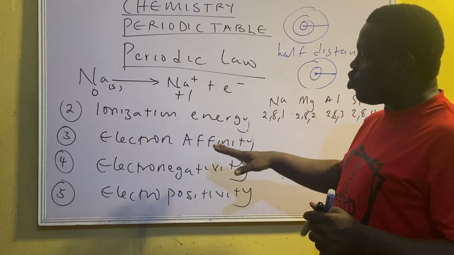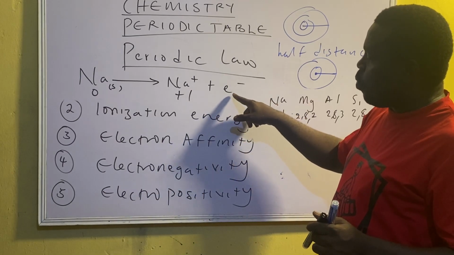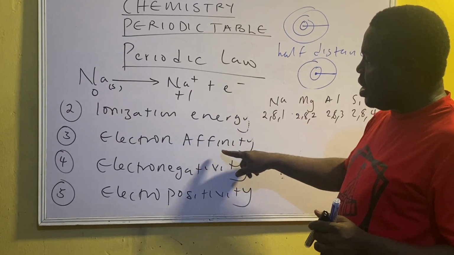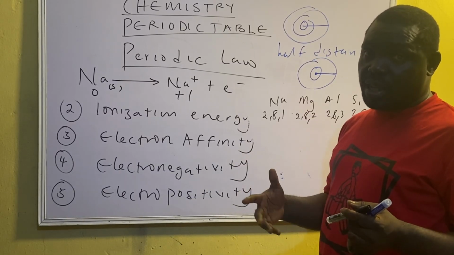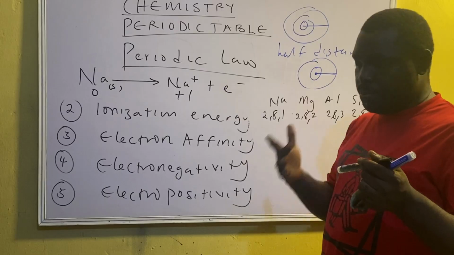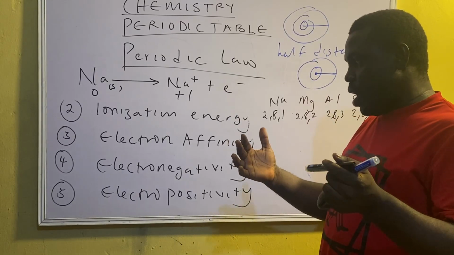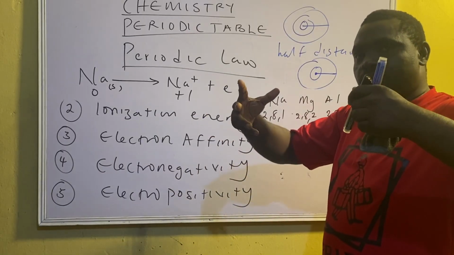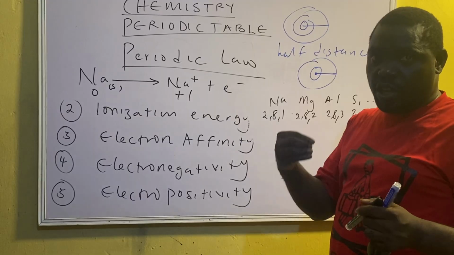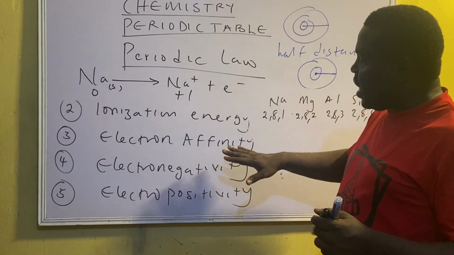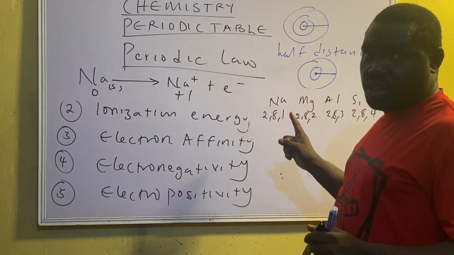Let's come to electron affinity. Electron affinity is more or less almost the opposite of this, because why am I saying that? Electron affinity is gain of electron. So it's telling you that when there's an addition of an electron to a neutral gaseous atom, that is electron affinity. So electron affinity is a gain of electron basically, and across the period it increases.